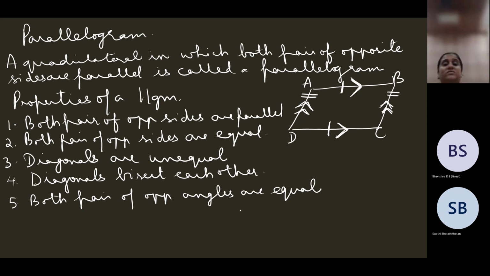Opposite sides are parallel, opposite sides are equal. Diagonals are unequal. The diagonal AC is not equal to the diagonal BD. The diagonals bisect each other. Both pairs of opposite angles are equal. Children, just write down, I'll come back.